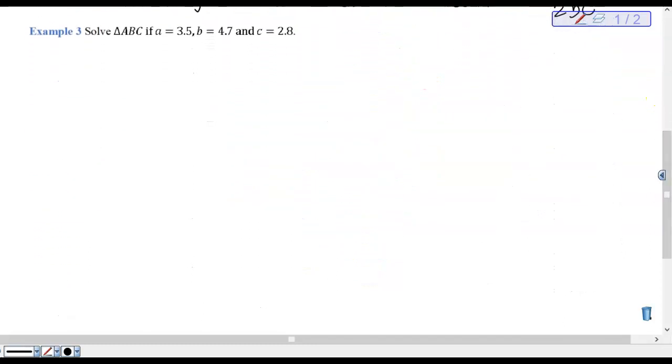Okay, so here we have example 3. Solve triangle ABC if a equals 3.5, b equals 4.7, and c equals 2.8. Okay, so I'm going to draw a triangle with sides 28, 35, and 47. I'm just getting rid of the decimals while I'm thinking here. So 28 would be maybe that long. 35, let's see, would be maybe that long. And 47 would be maybe that long.